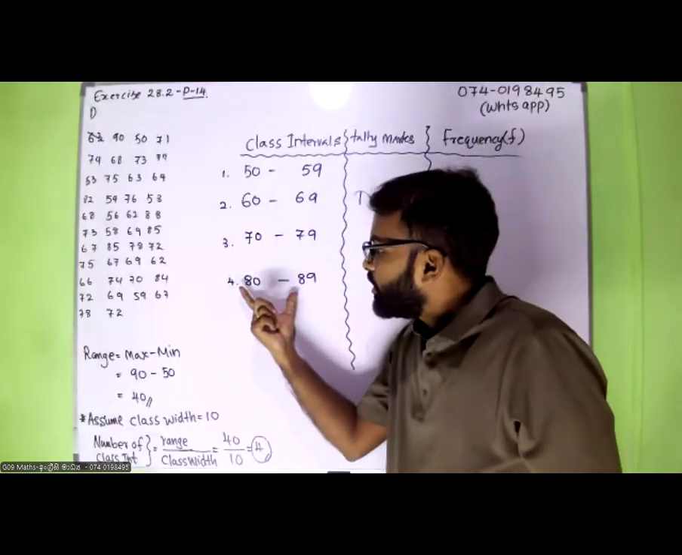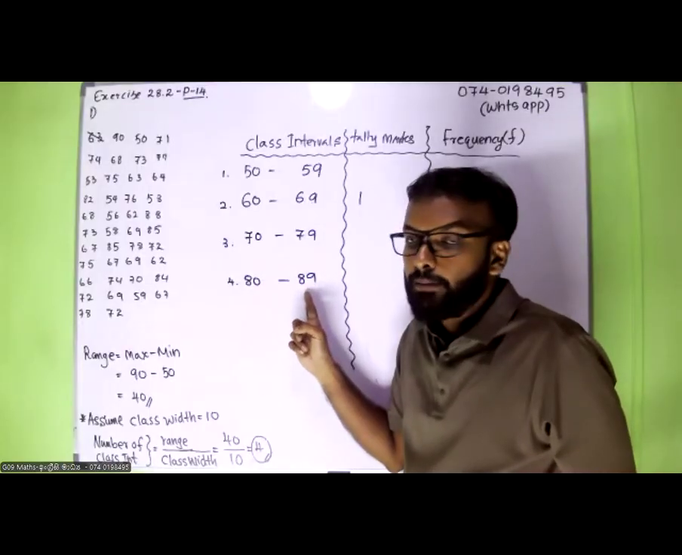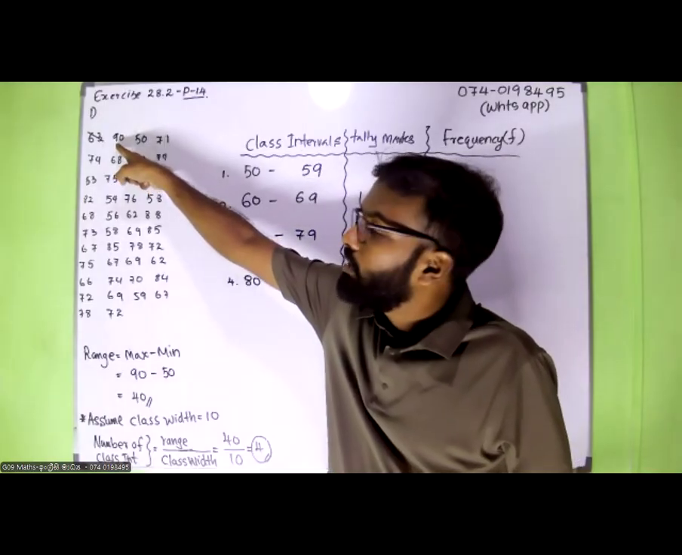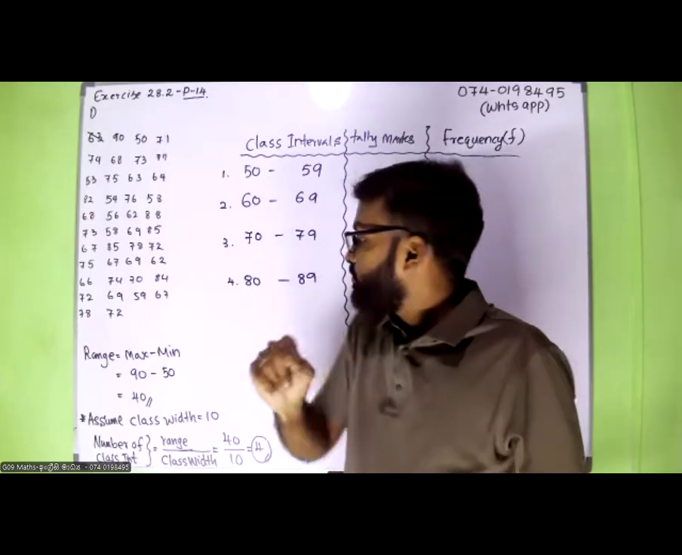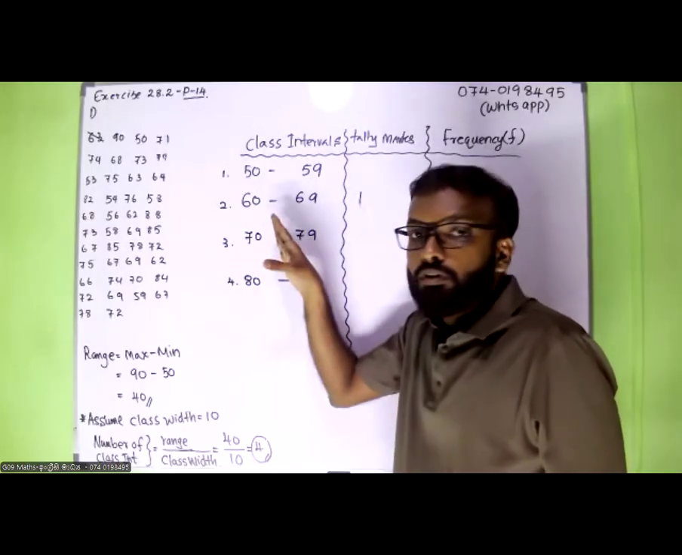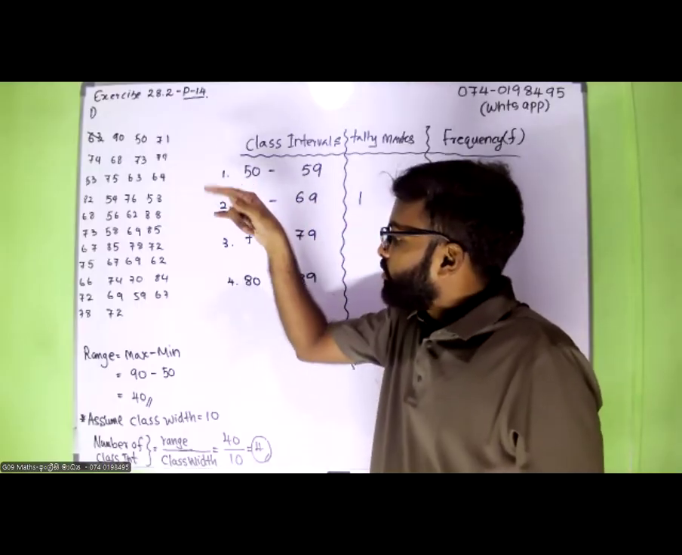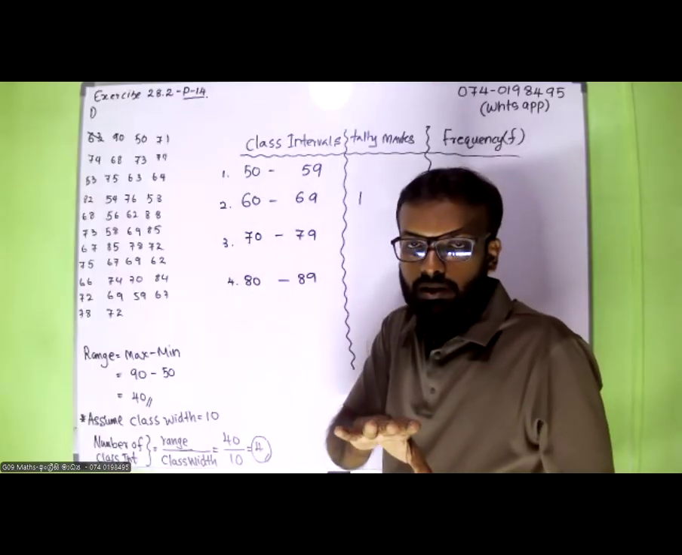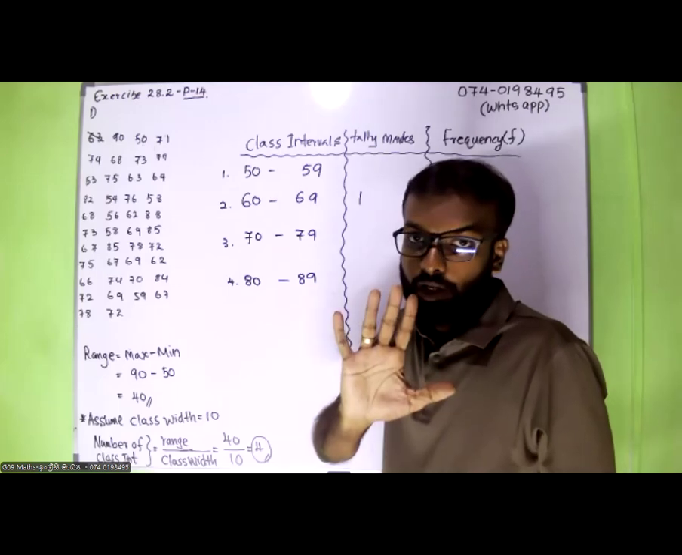So now here you have 4 class intervals, 80 to 89. There is another thing here called 90. In those kinds of situations, you cannot put that 90 into any of these class intervals. So remember that. You need to define another class interval for that. Keep that in your mind.